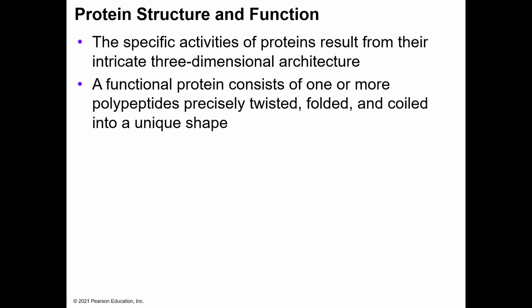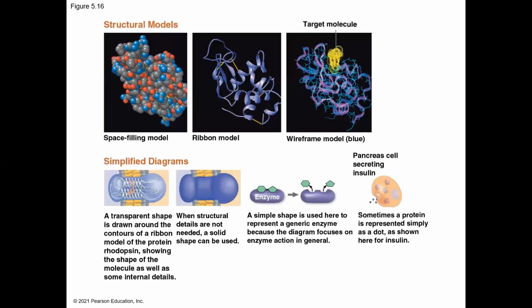Proteins vary based on the number of monomers and based on the order of the monomers that are bound. This creates a lot of unique structures. And so it's important to go over structure and function of protein. Remember, structure can directly influence function. So the specific activities of proteins result from their intricate three-dimensional architecture. A functional protein consists of one or more polypeptides that are either twisted, folded, or coiled into a unique shape. So learning protein structure is important.